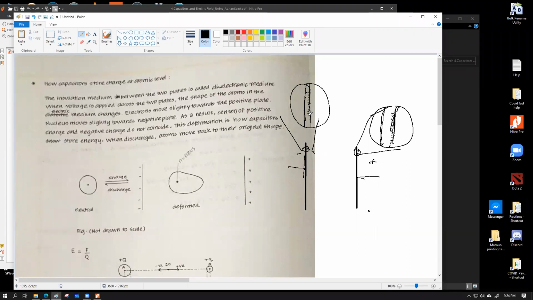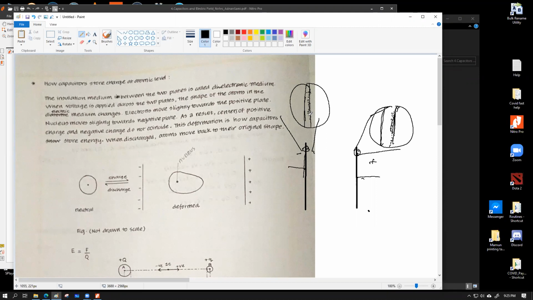Sir, can I ask? Yes, go ahead. Sir, here, is it actually that the charged particles are getting stored in a deformed state inside the capacitor?